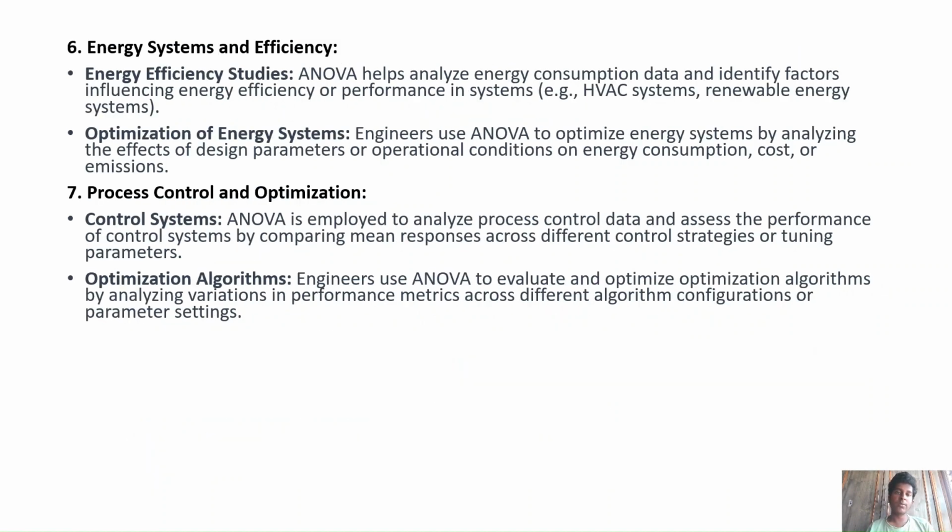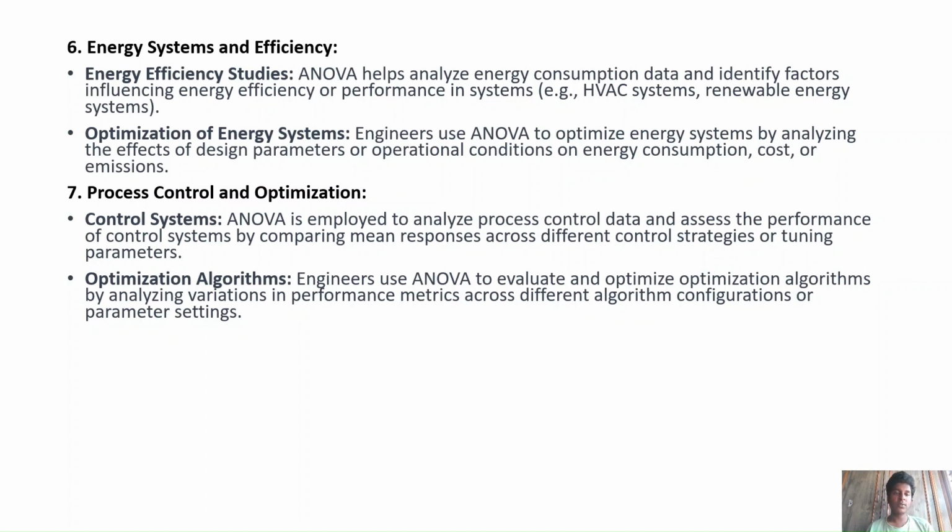Sixth, energy systems and efficiency. Energy efficiency studies. ANOVA helps analyze energy consumption data and identify factors influencing energy efficiency or performance in systems, for example HVAC systems, renewable energy systems. Optimization of energy systems. Engineers use ANOVA to optimize energy systems by analyzing the effects of design parameters or operational conditions on energy consumption, cost, or emissions.